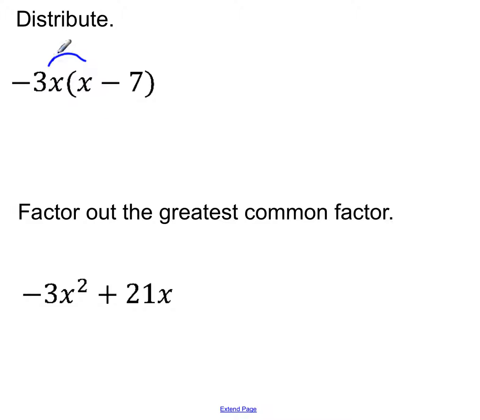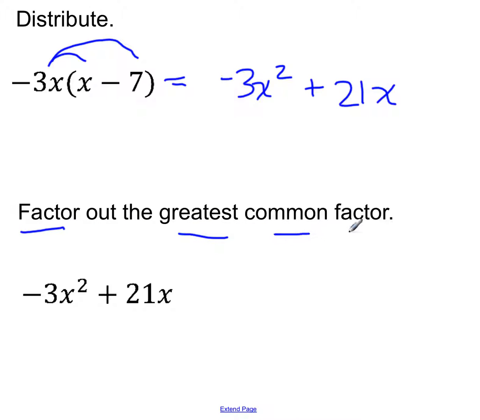I'm going to multiply that into the parentheses. So what do I get? I get negative 3x squared plus, because of the negative and negative, 21x. Okay, now I'm going to have negative 3x squared plus 21x. Well, I know the answer here, but still, if I didn't, I'm going to factor out the greatest common factor.